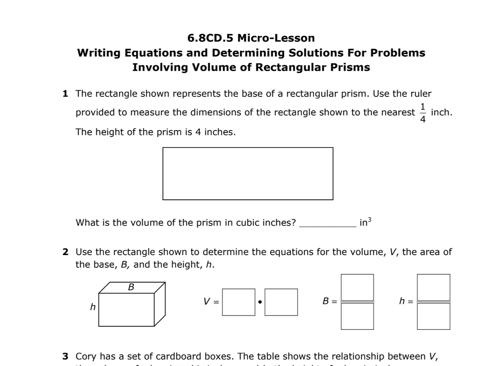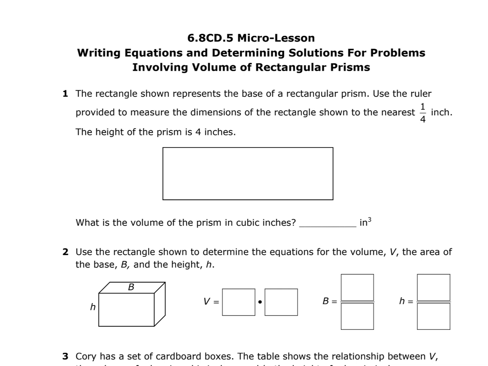Writing equations and determining solutions for problems involving volume of rectangular prisms. Number 1, the rectangle shown represents the base of a rectangular prism. Use the ruler provided to measure the dimensions of the rectangle shown to the nearest quarter inch. The height of the prism is 4 inches.